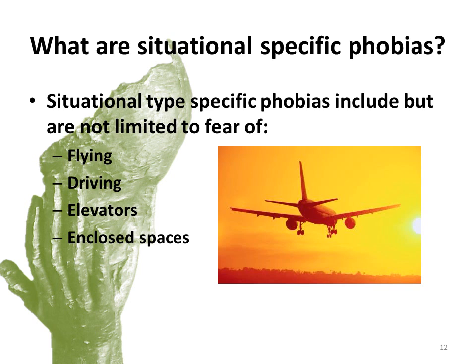The next type of specific phobia is the situational type. The situational type phobia includes the phobia of flying, driving, elevators, and enclosed spaces. So if there are certain situations that people feel intense fear or intense anxiety toward, those are situational types.